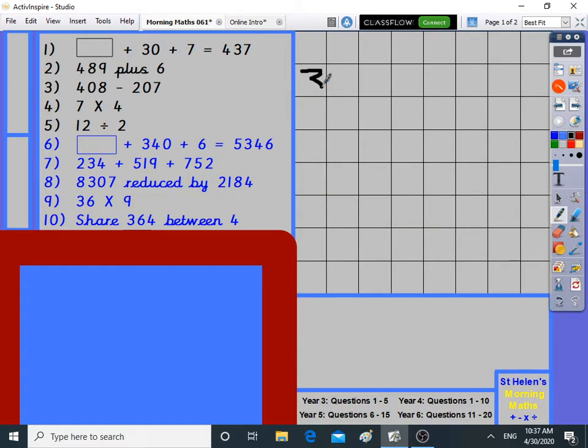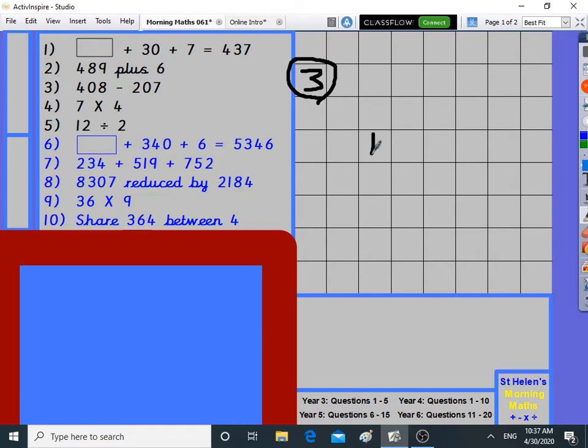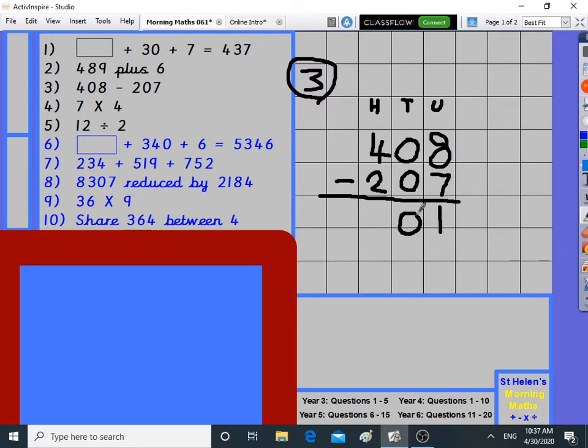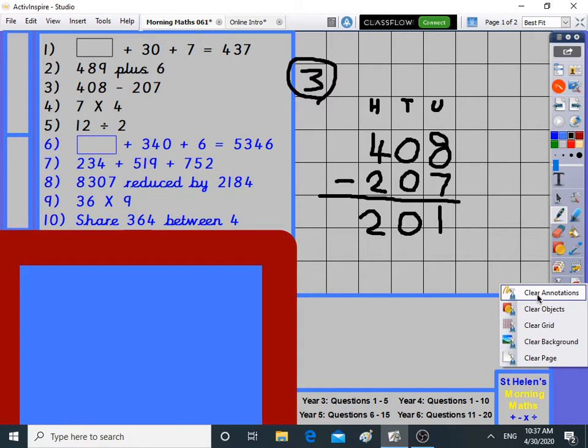Question 3, switching our brains to minus. We've got 408, take away, minus 207. I'll put my hats on this time. Units, tens, hundreds. 8 take away 7. Let's underline this. 8 take away 7 is 1. 0 take away 0 is 0. Oh, 4 take away 2 is 2. That was nice. There was no borrowing needed that time. Minus makes things smaller. 408 got smaller. It became just 201. Time for question 4.